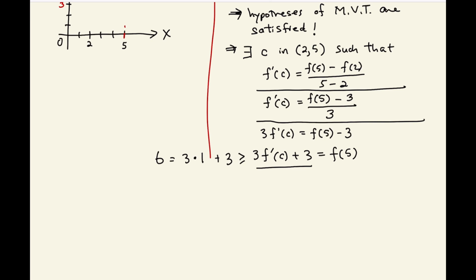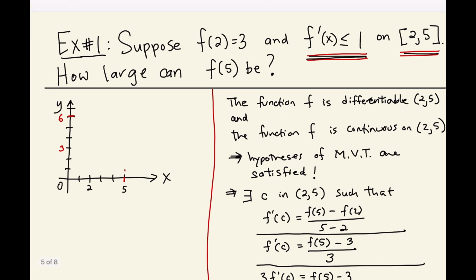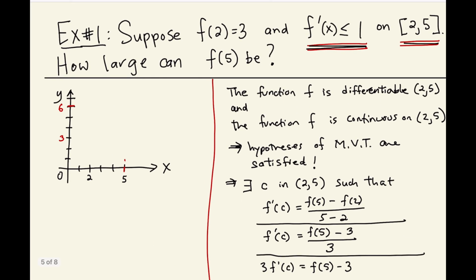So there you have it. Our final answer is, we're proving it for any type of function f, not just a line, that f of 5 has to be less than or equal to 6. And that is happening because the growth of our function, the derivative, is bounded by 1.